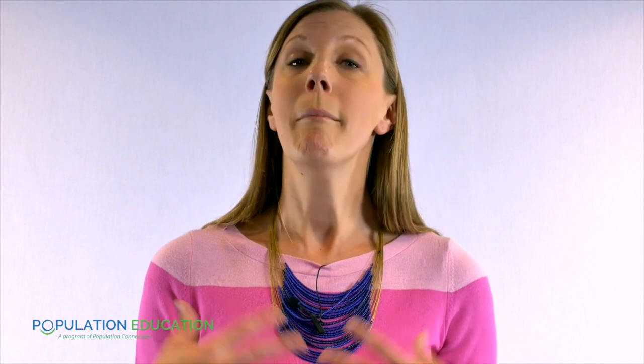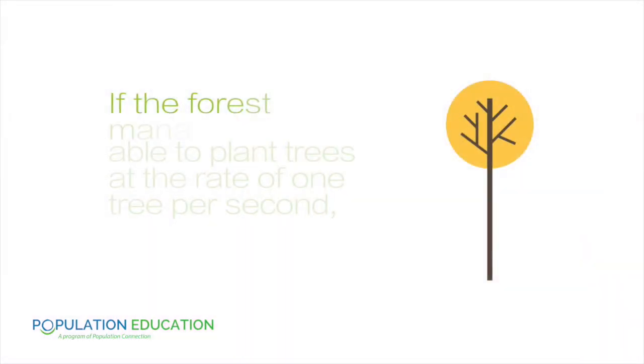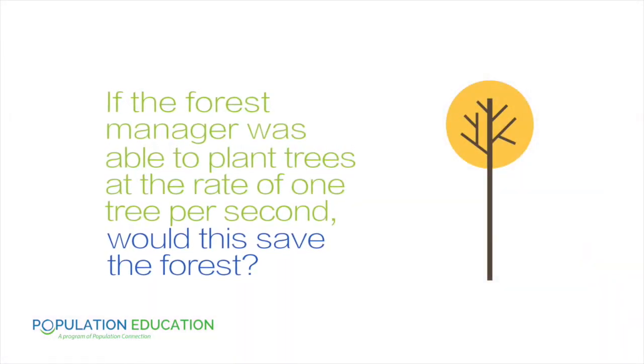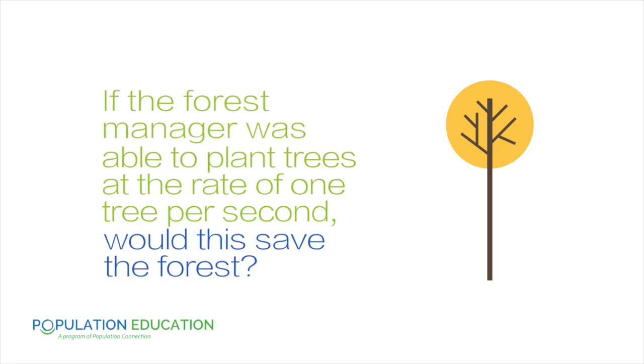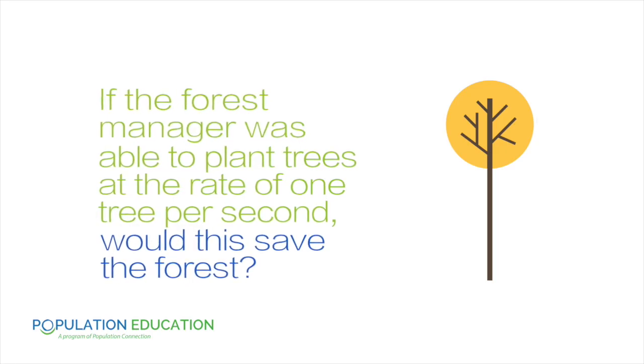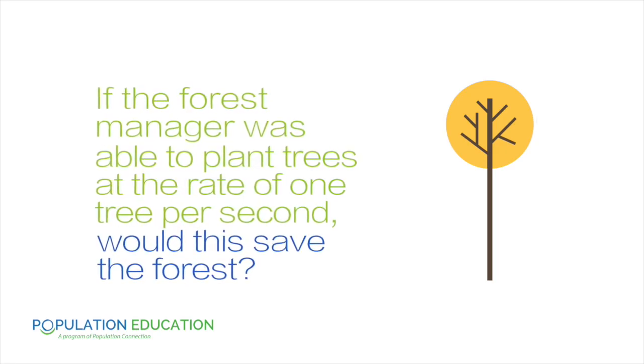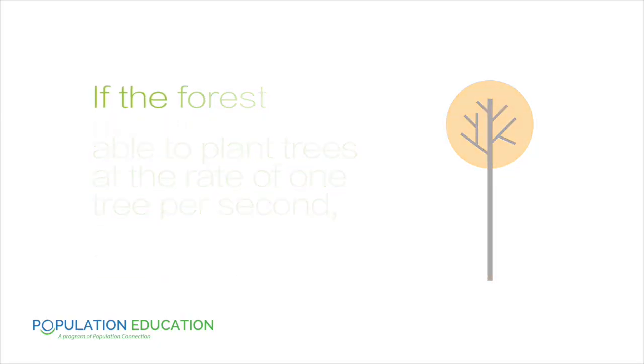So we offer a variety of discussion questions for both science and social studies with this lesson plan. My favorite discussion question has to do with the supply side of the equation. And that question is, if the forest manager was able to create a tree that could be planted at the rate of 1 tree per second, would this save the forest? Would our growth be able to keep up with the consumption? And it's a tricky question because we are going from adding just 4 trees per minute to adding 60 trees per minute, and that's a big increase.